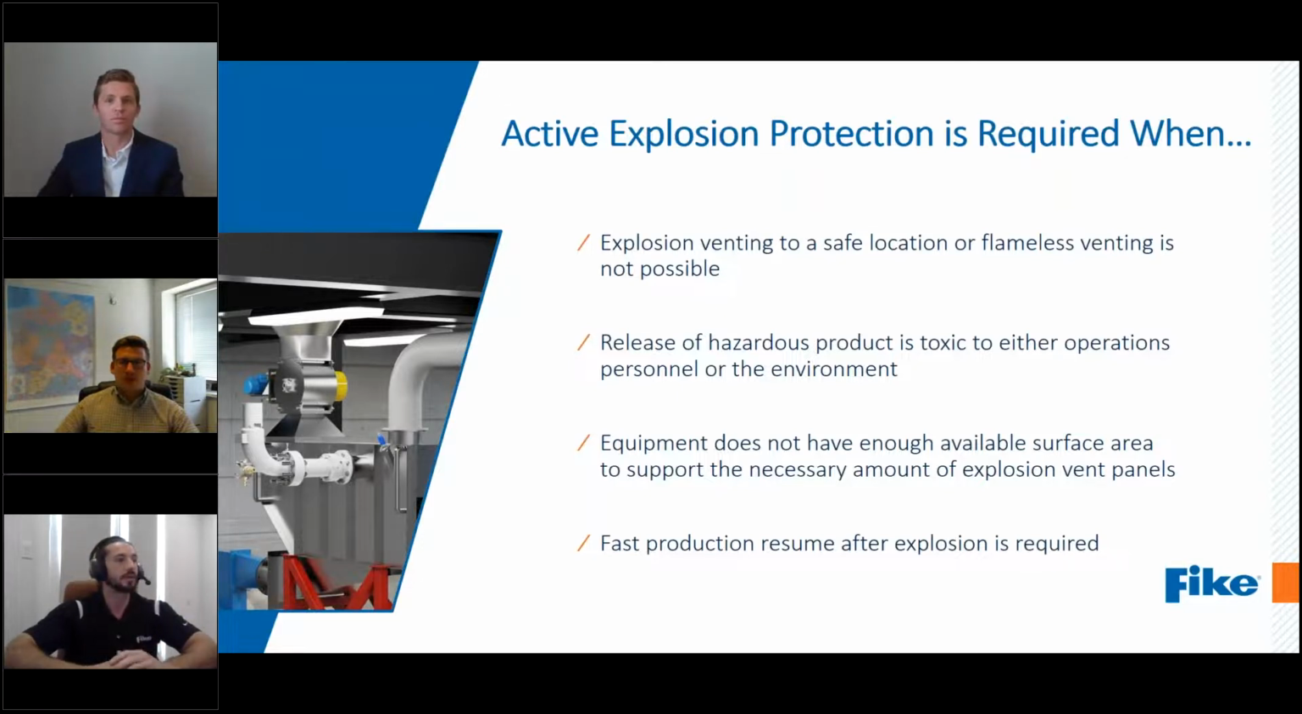the primary vessel. We would also go towards active if the equipment does not have enough available surface area to support the amount of vent panels that might be needed. Depending on the hazard, if there's a high KST, obviously you can imagine you need more relief area to keep moderate reduced pressures within that enclosure. If you can't have enough real estate to keep all those vents in place, suppression would be your next alternative. And then finally, if you need a fast resume of your production process after the explosion event, suppression is typically quicker for rebuild and reload.